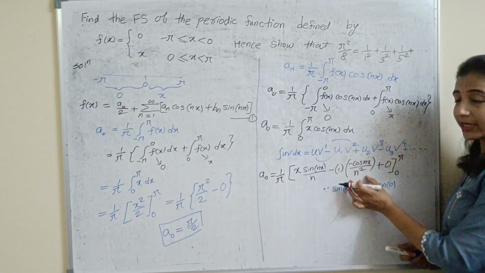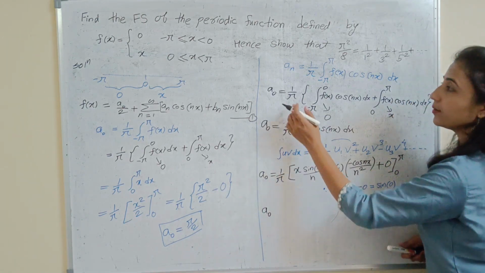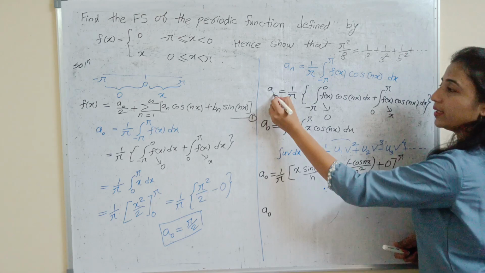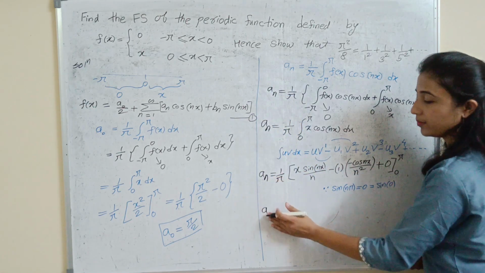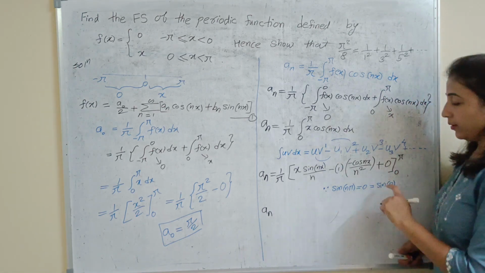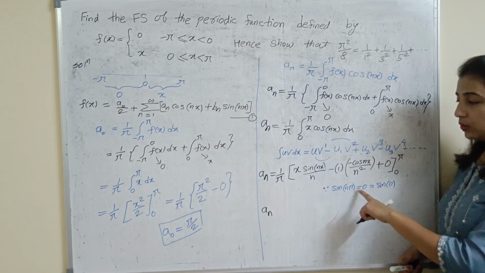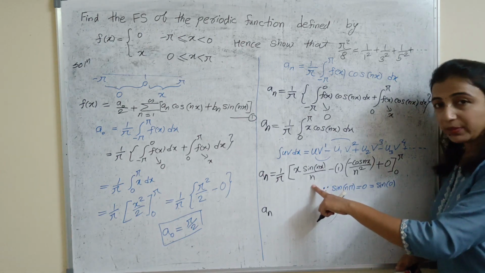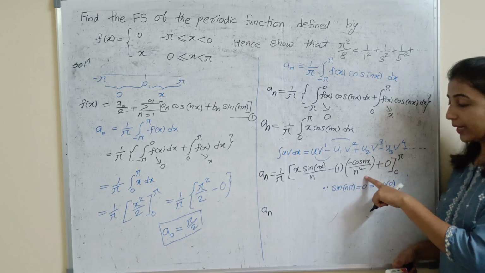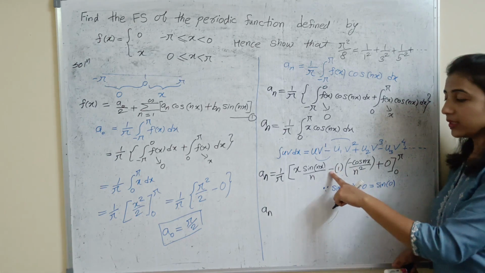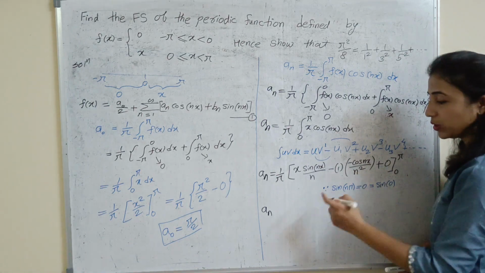Put upper limit, lower limit in the next term. So here sine n pi and sine 0 is 0. So for upper as well as lower limit, this first term is 0. So only you have to put the upper limit, lower limit in this second term. And here minus of minus is plus. This n square is also constant, you can take it outside also.